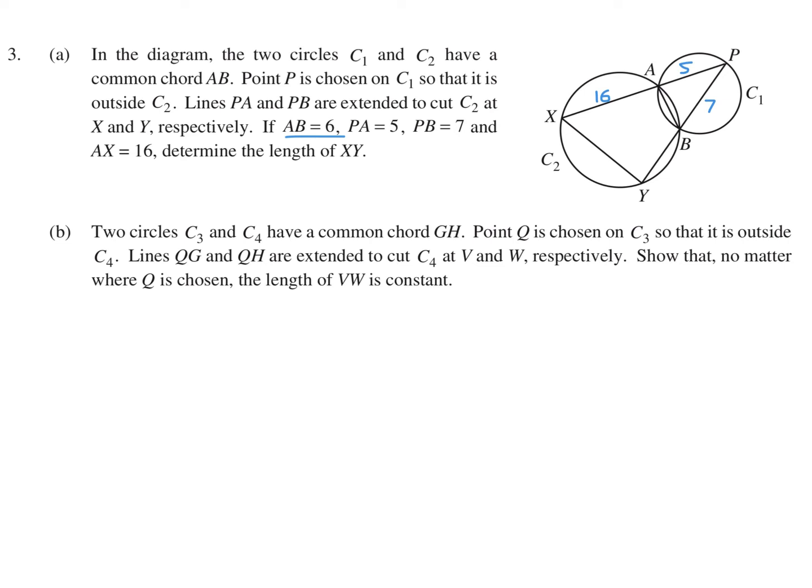The first thing I will label is I'm going to need an angle. So this angle right in here, angle PAB, that I will call theta. So I'll just put theta in there. And therefore angle XAB will be 180 minus theta, right? Because that's a straight line.